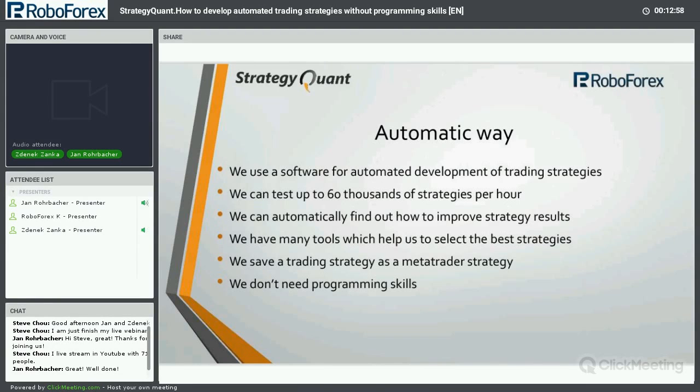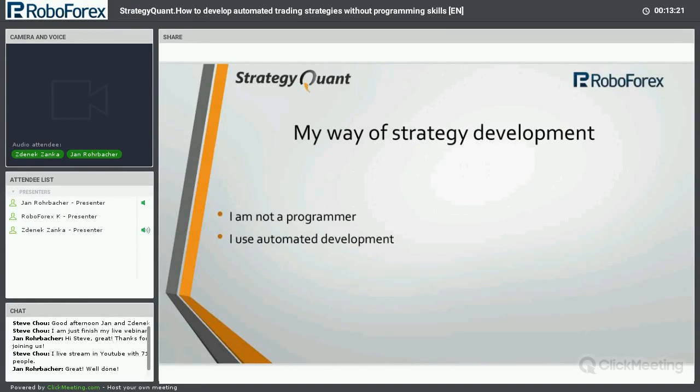Finally, we can save a trading strategy as a MetaTrader strategy in an ex4 file. And what is most important, we don't need any programming skills, because programming is not so simple. And you don't have to be a programmer to develop automated trading strategies this automatic way. So my way of strategy development is the automated way, because I am not a programmer.